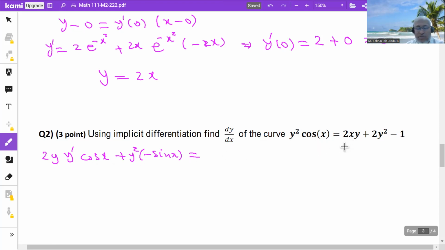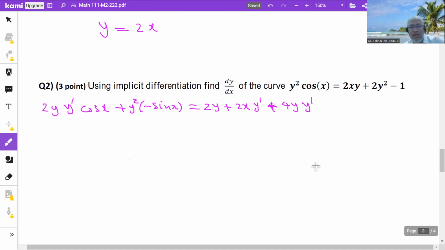Again, this is a product, so I use the product rule. Derivative of 2x is 2, and derivative of y is y prime, plus derivative of 2y squared, that's 4y, times the derivative of y, which is y prime, and the derivative of negative 1 is 0. So that's the first step.